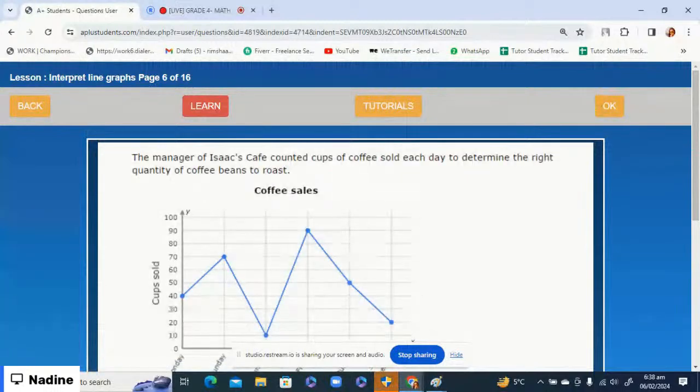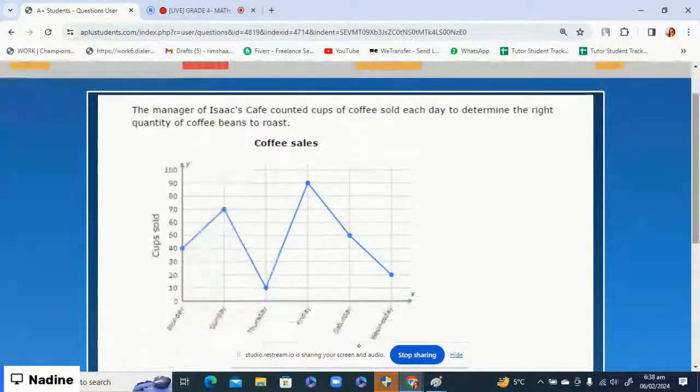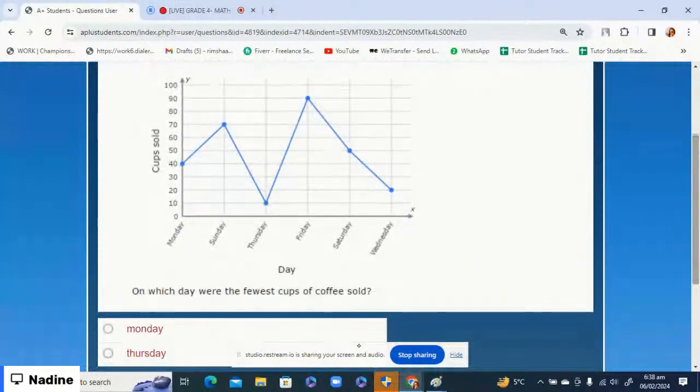Okay, then. Now, the manager of the ISIC coffee counted cups of coffee sold each day to determine the quantity of coffee beans to roast. For the coffee sales, the days are given: Monday, Sunday, Thursday, Friday, Saturday, and Wednesday. Cups sold are given. On which day were the fewest cups of coffee sold?